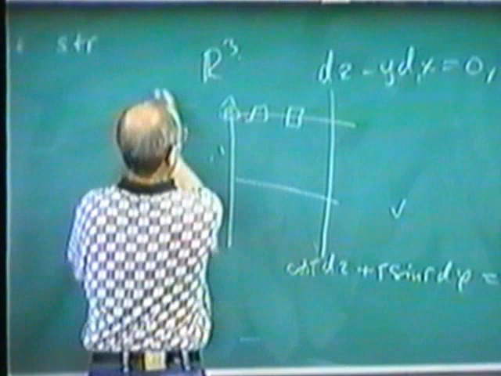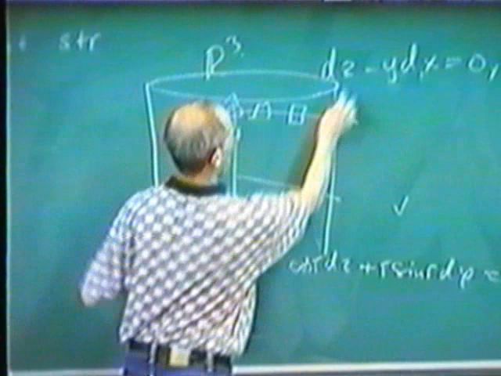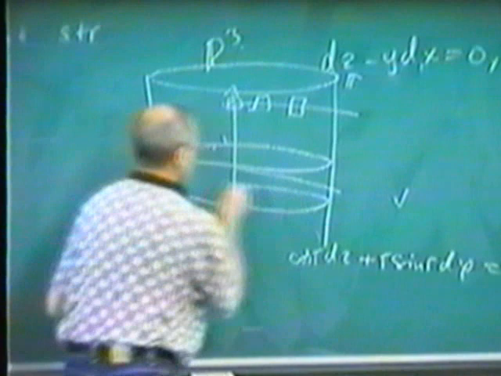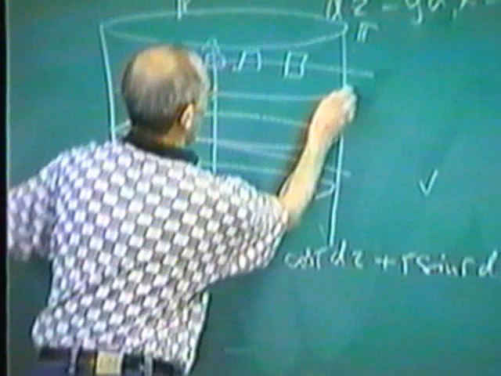So let's see what the property of this contact structure is. If you take a cylinder of radius pi, then on this cylinder of radius pi, our contact plane is again horizontal. So when you intersect the whole cylinder with our contact plane, you will get a family of horizontal circles.